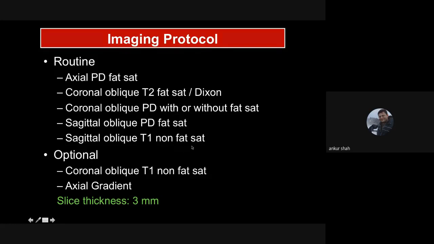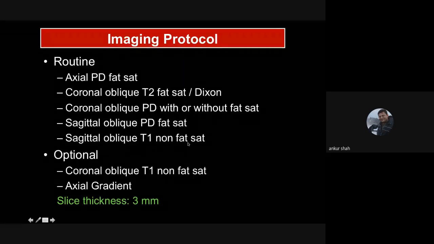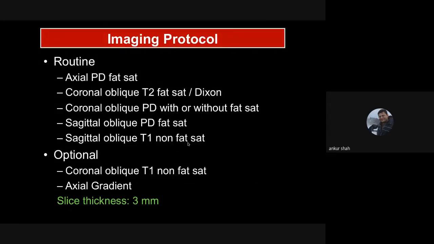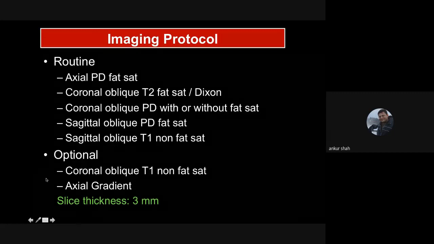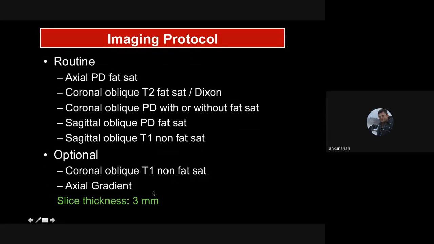This is good to have a proper idea about the muscle bulk, because whenever there is a rotator cuff tear, we have to tell about the status of the supraspinatus or infraspinatus muscles, because only then can the decision be made whether this patient is suitable for surgery or not. And there are some optional sequences like one gradient echo sequence. Whenever you are suspecting any calcification, then it is good to have a gradient sequence.